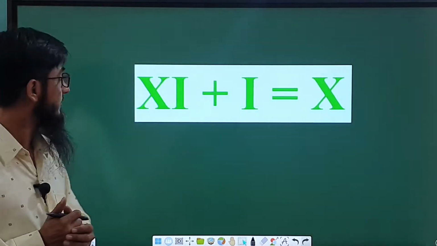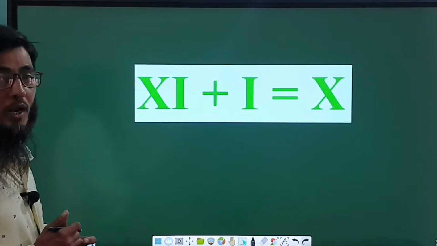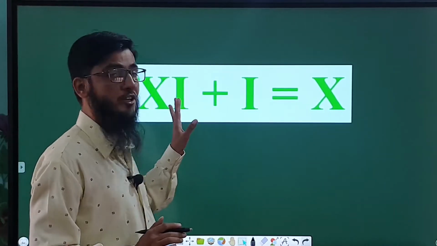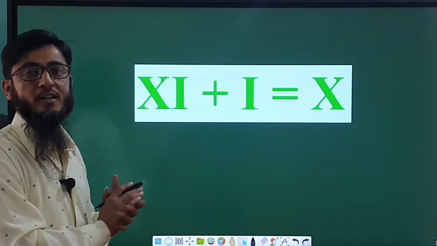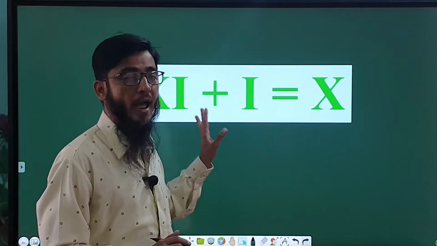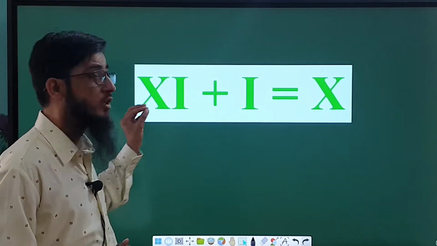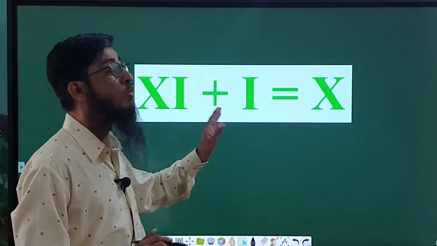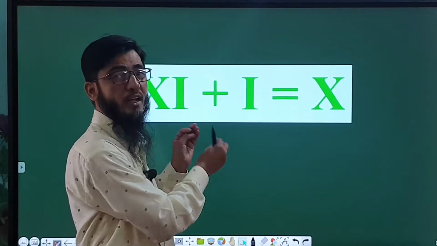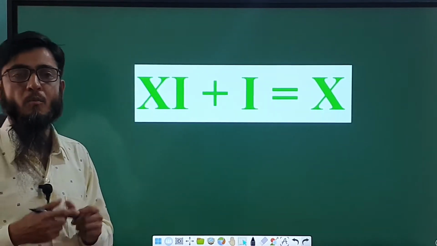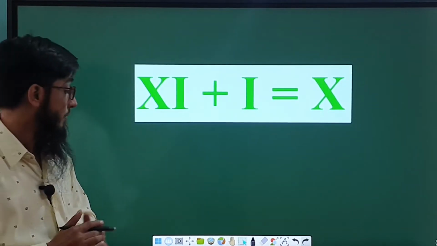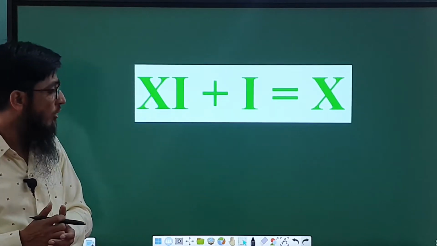This is a Roman equation. XI plus I is equal to X, and we all know that this equation is wrong. I have to correct this equation. The condition is I am not allowed to add anything, I am not allowed to remove anything, I am not allowed to move anything. Can I correct this equation without adding or removing anything? Pause for a second and try to see if you can answer this question. Awesome! Many of you may have got it right.